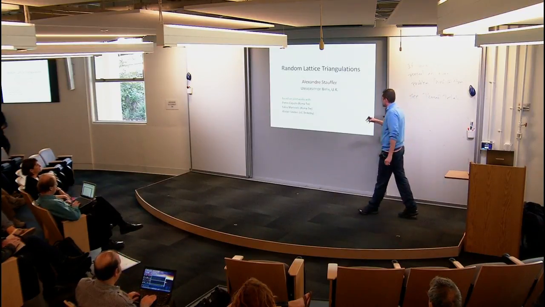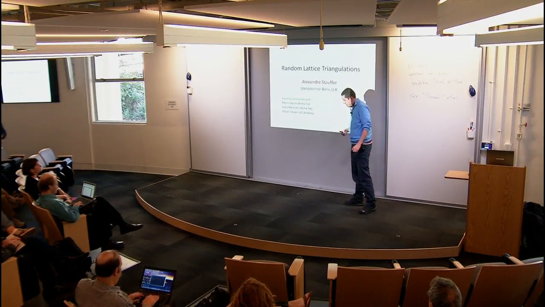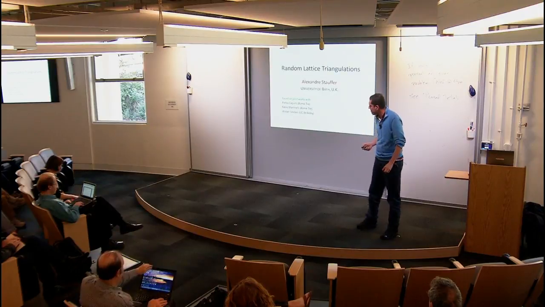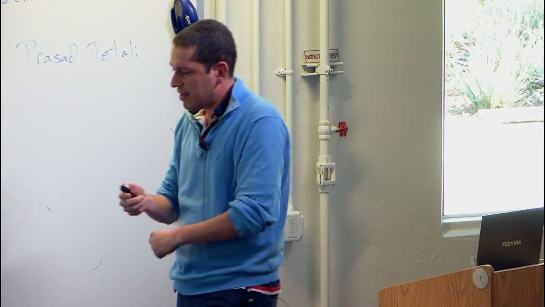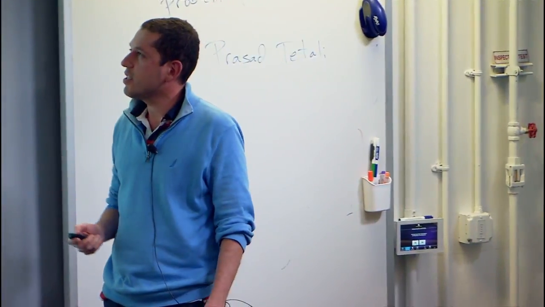And then we're going to talk about this object called random lattice triangulations, which I find quite a fascinating object with very interesting properties. So let me start by defining what a lattice triangulation is.